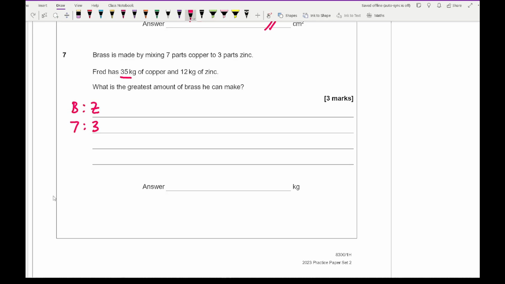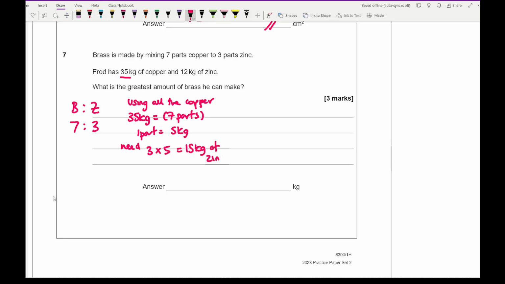So using all the copper, what I get is that 35 kilograms equals 7 parts. So 1 part is going to equal 5 kilograms. So therefore I'm going to need 3 times 5, because there's 3 parts of zinc, which is 15 kgs of zinc, which unfortunately I can't make because I've only got 12. So that is not possible.